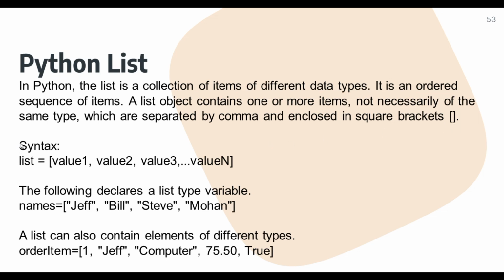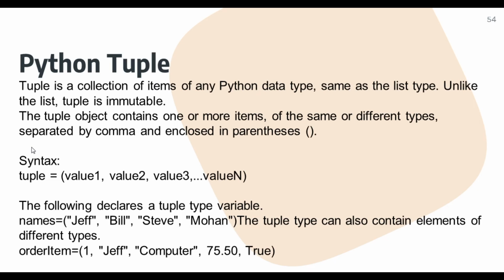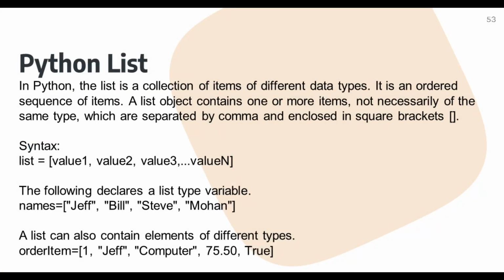So you can see the syntax. Student, syntax is the grammar of the language. So the same thing I will explain. Here is list equals to, within square bracket, value 1 comma value 2 comma value 3 comma value n. N means the number of values till the n series. So example here, names of the students Jeff, Bill, Steve, Mohan. Same thing I have given another example here. Ordered items like 1, Jeff, computer, then 7.50 and true. You can see here is boolean value, float value, string and number. So we will do it practically.